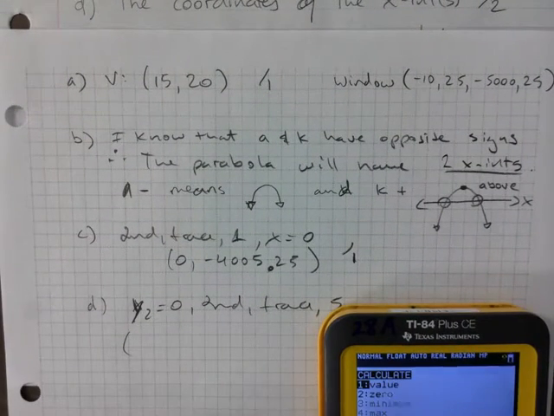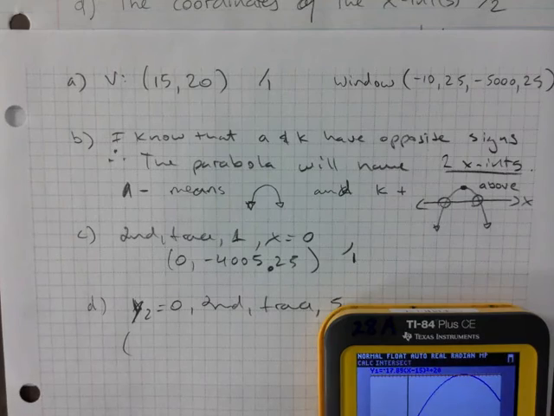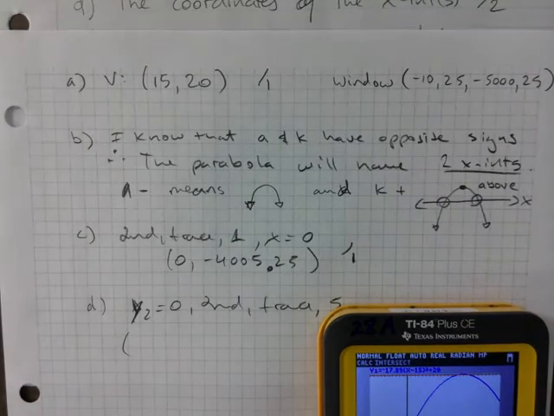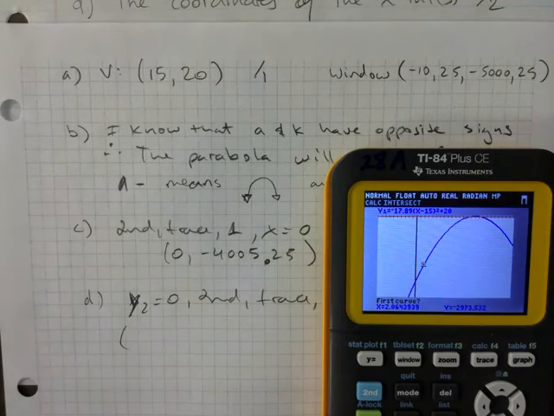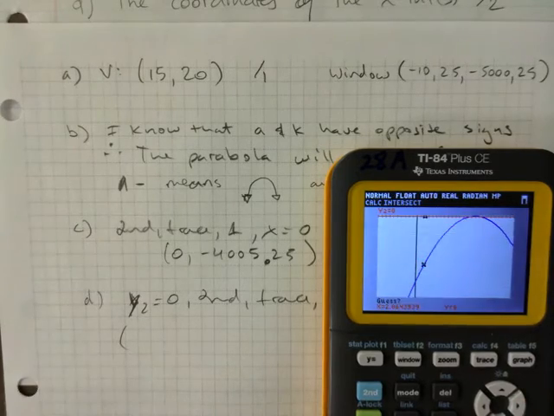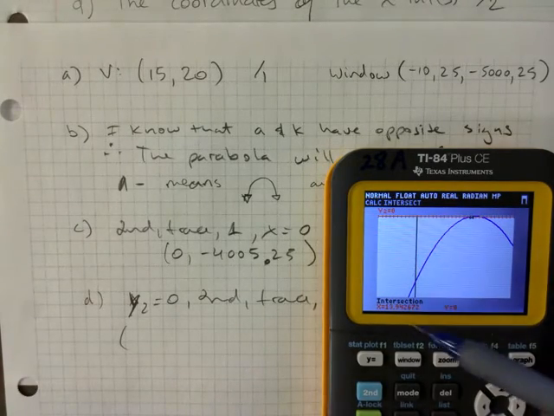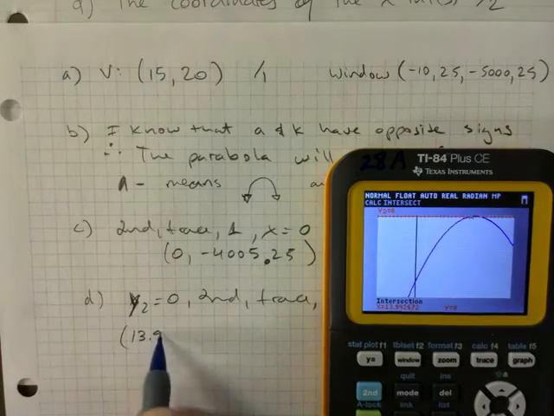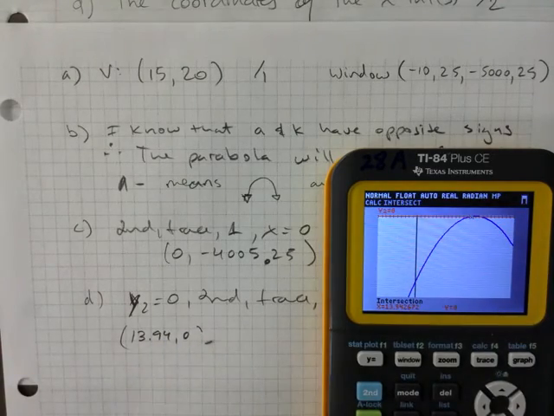So I'm going to go second trace 5. You don't have to, I'll tell you the secret, right? You can start hitting enter 3 times right there. It's going to go to this one. That's the closest to it. So enter, enter, enter, right? So that's 13.940 is the first one.